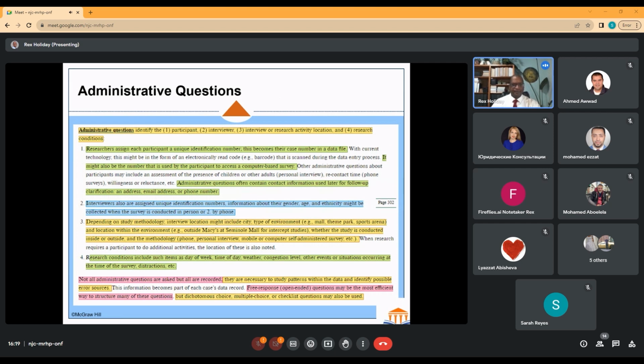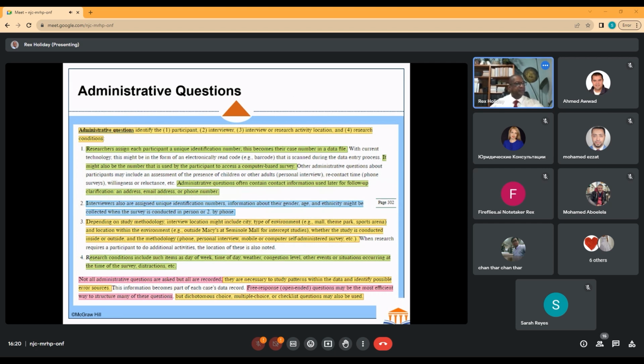Of course, creating a number makes it easier to do the quantitative analysis in the quantitative measurement. But it also helps with some anonymity, right? So that you're not focused on this individual's name and get distracted by that. So it does serve several purposes. Administrative questions often contain contact information used later for follow-up and clarification, an address, email address, or phone number.